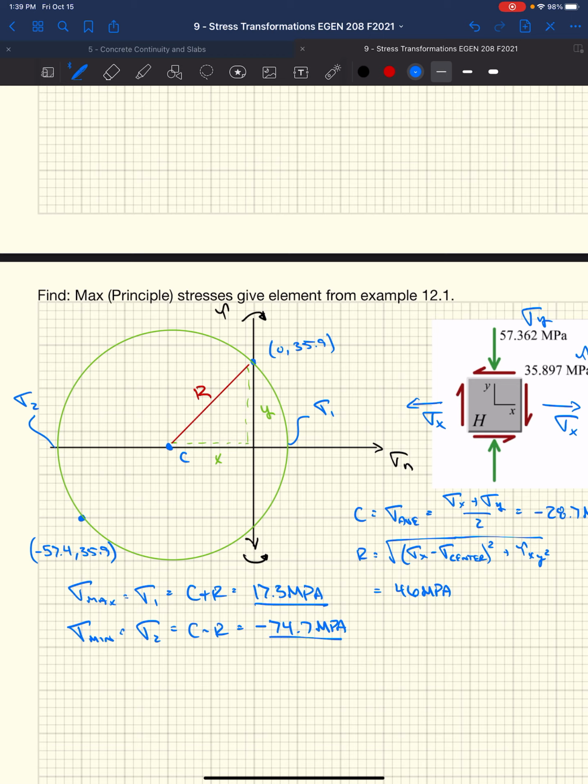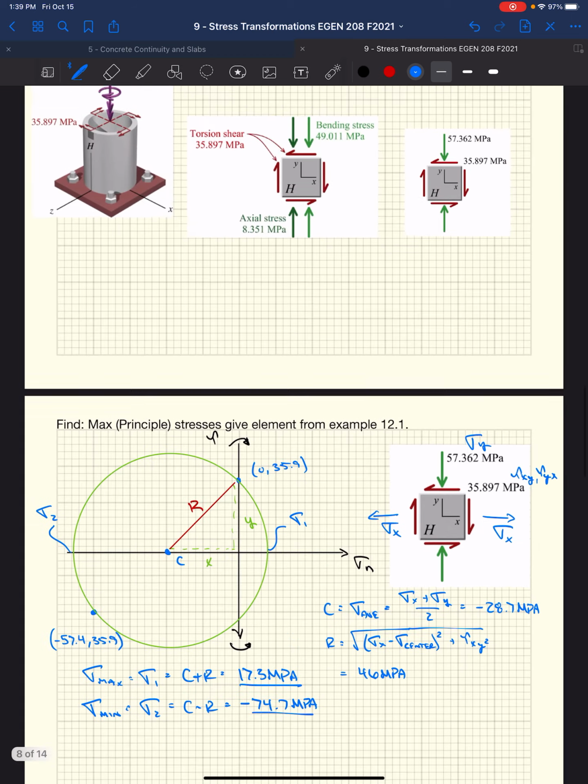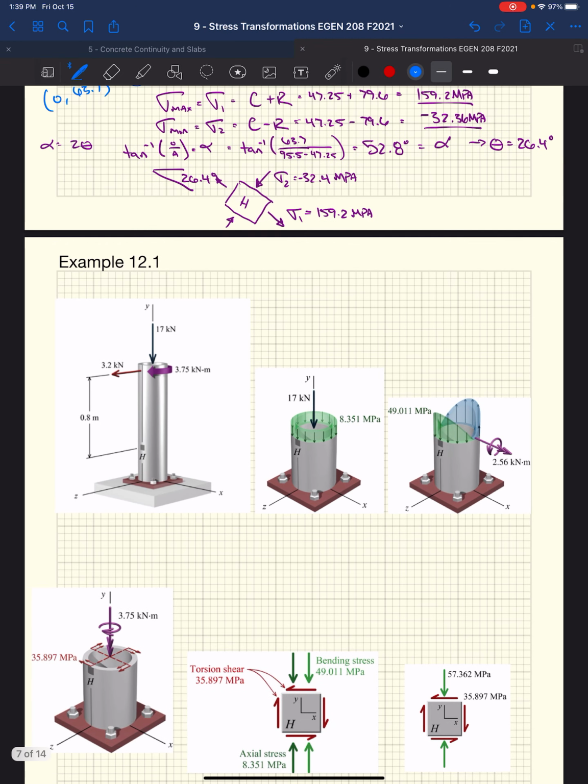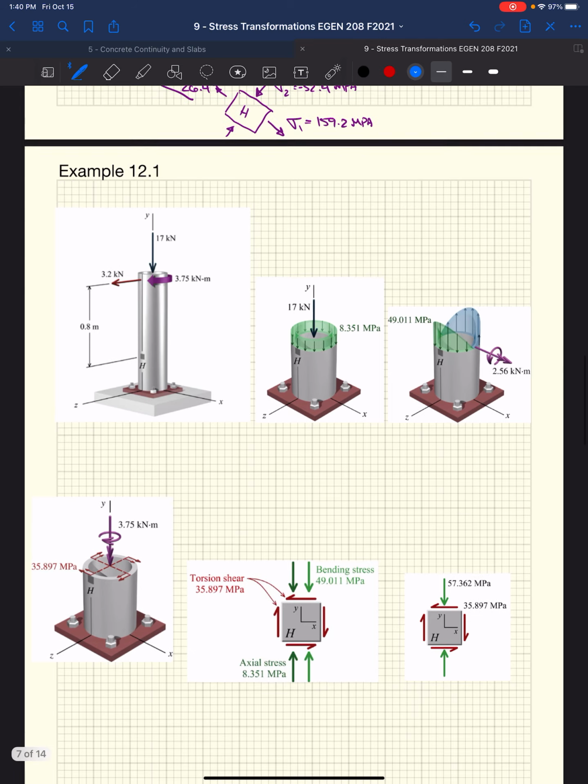So those are our principal stresses, right? We have a maximum tensile stress of 17.3 megapascals, a maximum compressive stress of 74.7, or almost 75 megapascals. So if we were analyzing this flagpole, we'd run through all of this analysis based on the cross section, right? We could figure out what the maximum stress is.